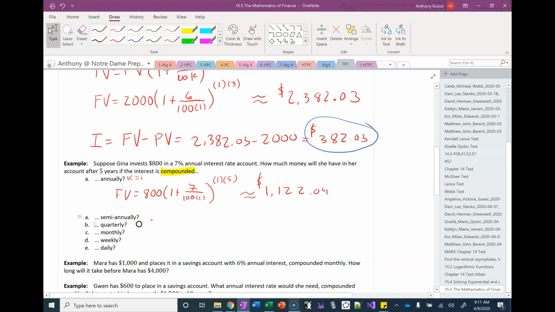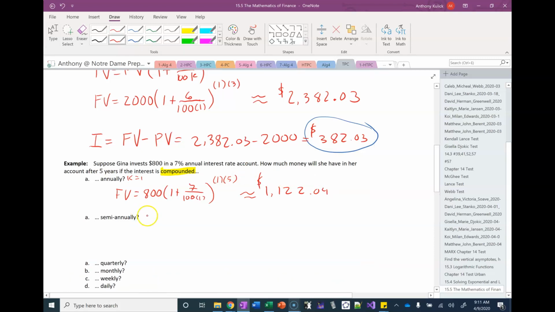Let's look at the next situation. So if we're compounded semi-annually, that means K is equal to 2. Again, because semi means 2. So when I do that and type that into my calculator, I get $1,128.48.